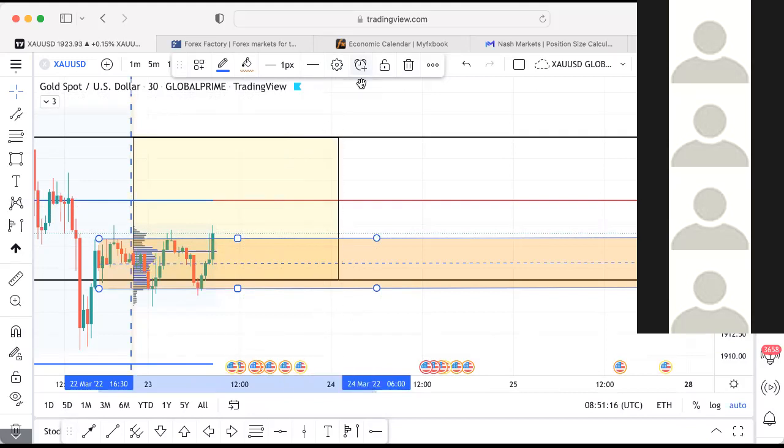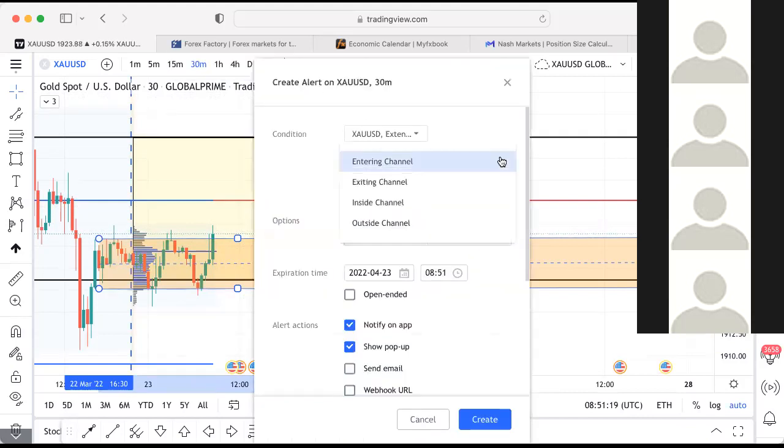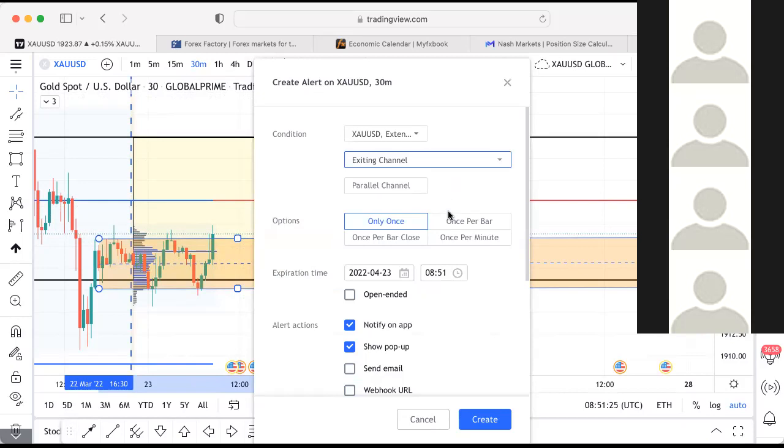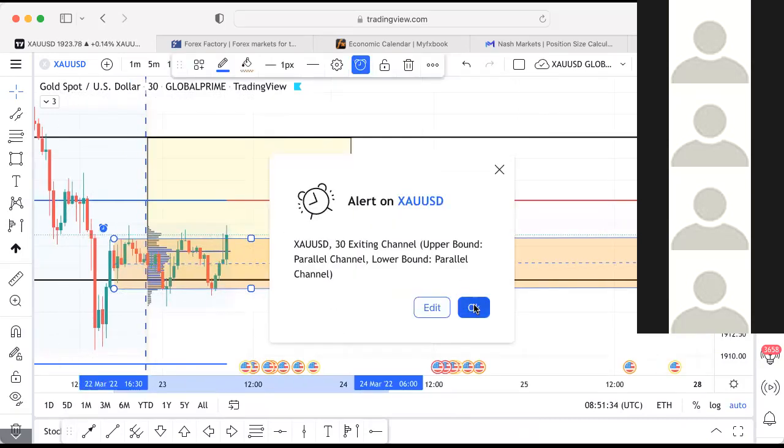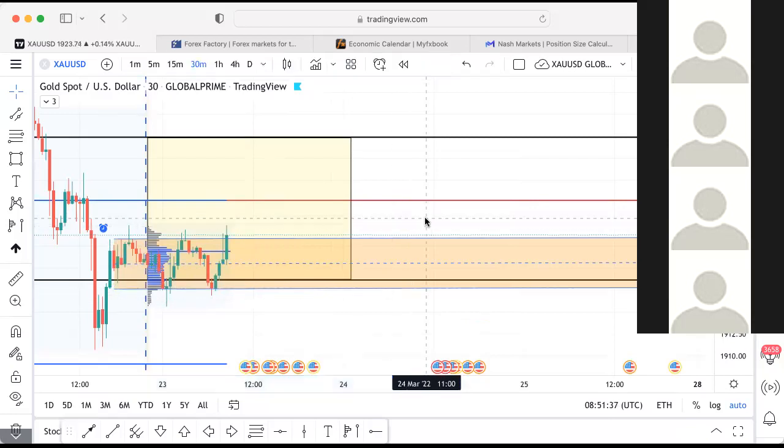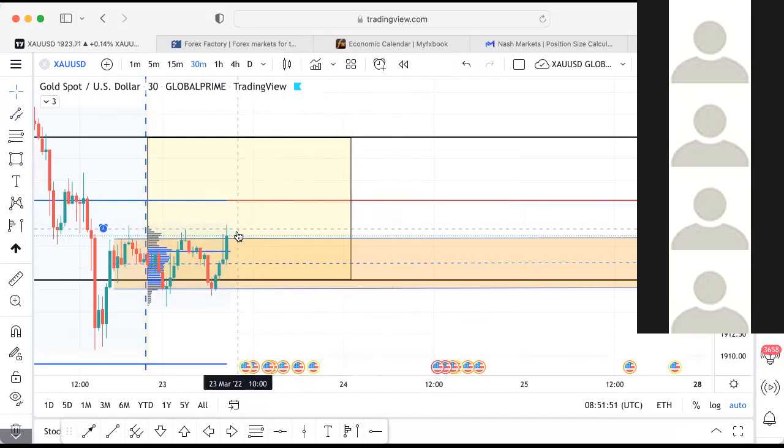What I'll do is I'll put this alert on. You can set it to be alerted when price exits the channel. I do it once per bar, and create, and you'll see in a second that there's the alarm icon. Now, one thing I've noticed about this alert is it works in both directions, even if you set it for one direction. It will tell me when price comes back into the channel, as well as when price leaves the channel.